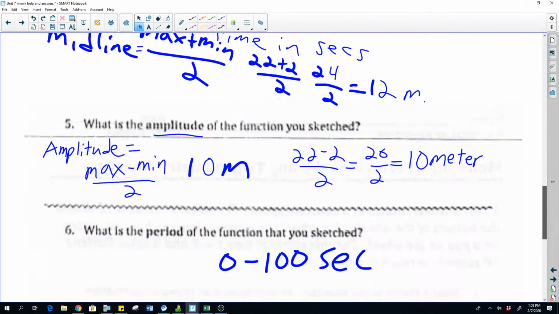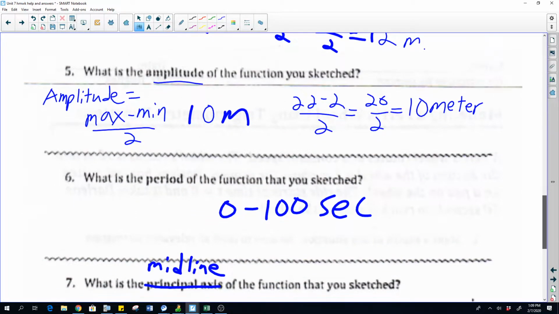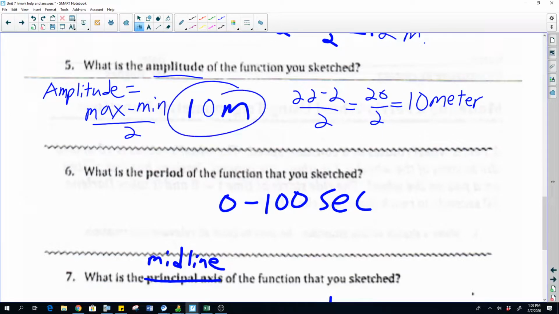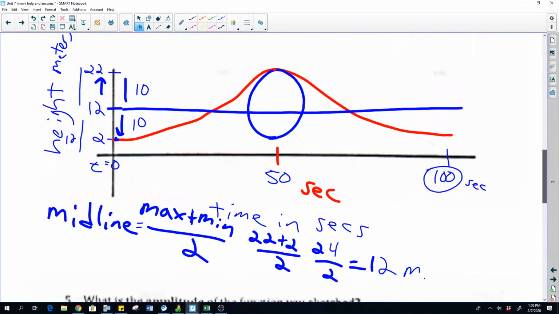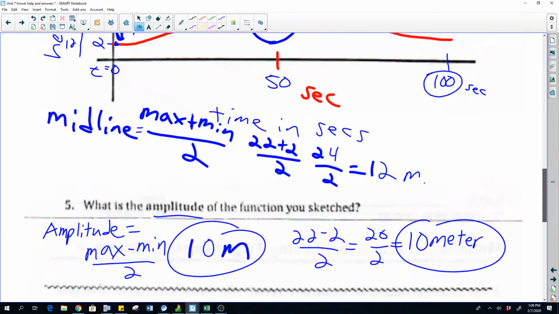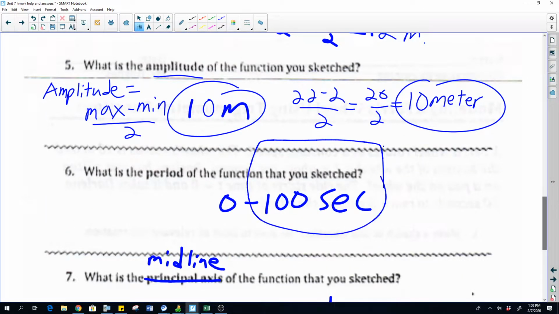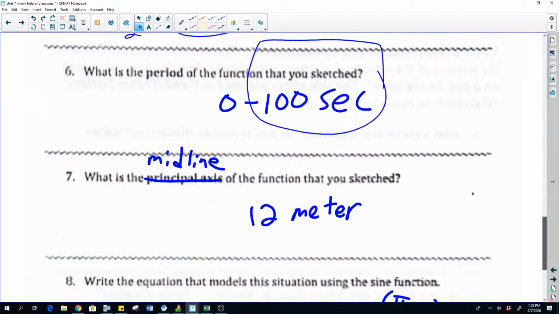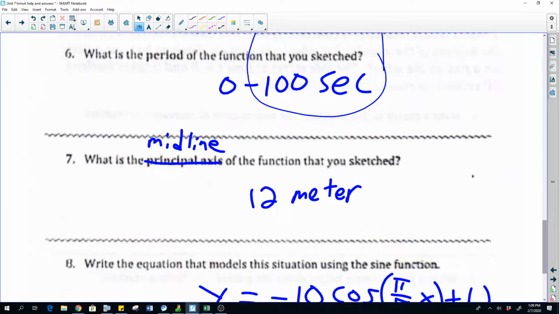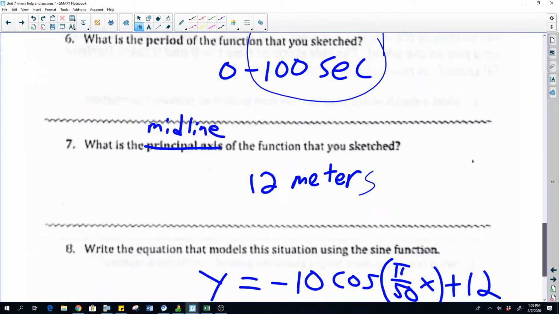And so that's the answer on the back side where it asks for the amplitude, which is going to be 10. And then the period is 0 to 100 seconds. Remember, the height was reached at 50, so to make it all the way back to the bottom, it's 100 seconds, double that. So our period is 100 seconds. And then again, it says principal axis, but we need to cross through that. It's really midline is what we did there. And so the midline is 12 meters, which we did do right in class, which is good. We didn't graph it right, but now we did.